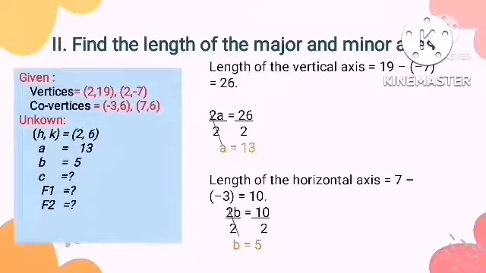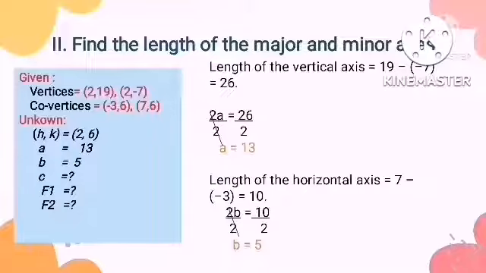Since we already have the value of the center, let's proceed in finding the value of a and b, or the length of the major and the minor axis. So to get the value of a, first we will use the y-coordinates of the vertices to solve the major axis. So 19 minus negative 7 is equal to 26. Then using the formula 2a equals 26, we simplify it using the division property of equality by dividing both sides by 2. So 2 divided by 2 is cancelled out, a is brought down, and 26 divided by 2 is equivalent to 13. So our a now is equivalent to 13.